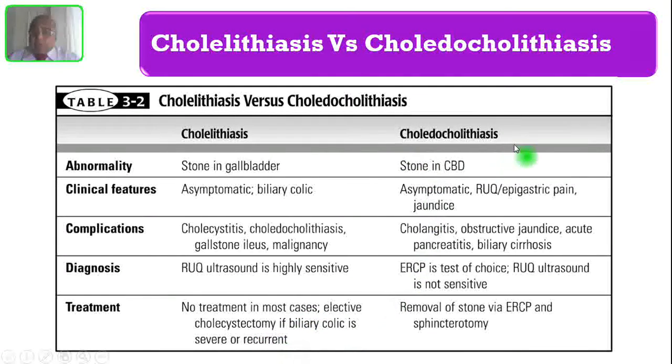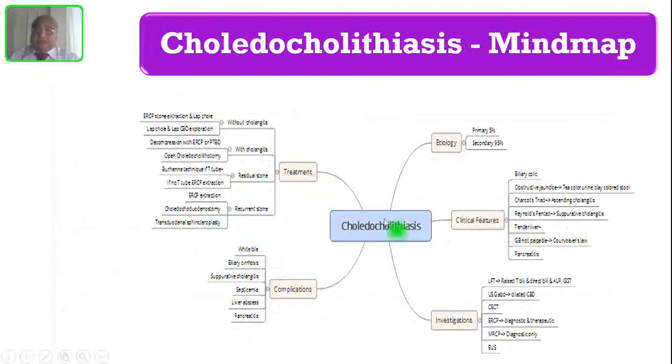If it is choledocholithiasis, remove the stone by ERCP, doing sphincterotomy and removing the stone either by Dormia basket or balloon, and this should be followed by cholecystectomy, either open or laparoscopic. So this is the mind map for choledocholithiasis.